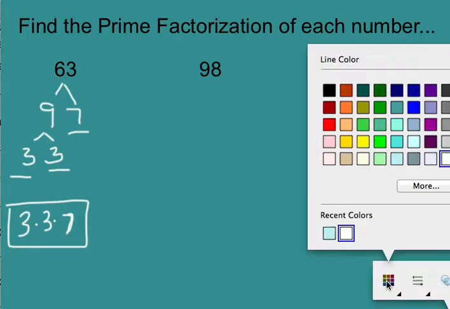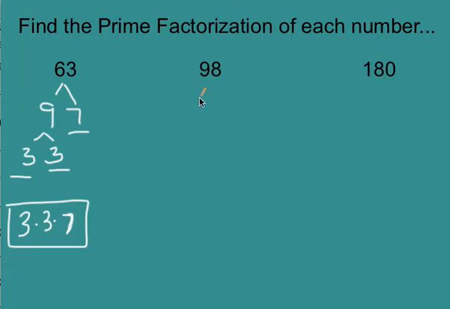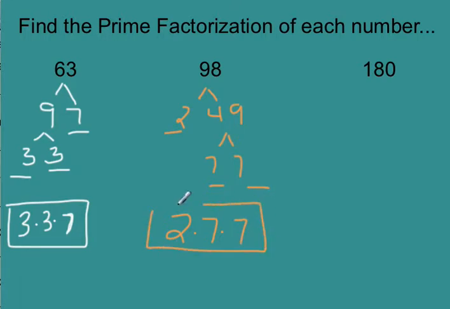Now let's take a look at number 2. We're going to do the prime factorization. Whenever I see an even number, to me the easiest thing to do is to divide it by 2. So when I do that, I get 2 and 49 multiplied to make 98. And then I want to break down 49. Well, 49 breaks down to 7 and 7. So at the ends, I have 2, and then I have 7 and 7. So the prime factorization of 98 is 2 times 7 times 7.